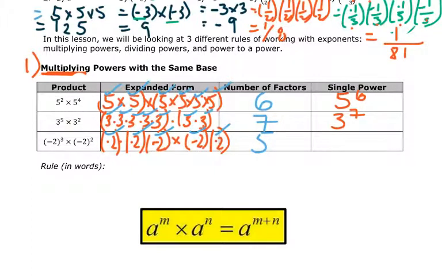What is negative 2 multiplied by itself 5 times? That can just be simplified as negative 2 to the power of 5. So can you see the pattern?